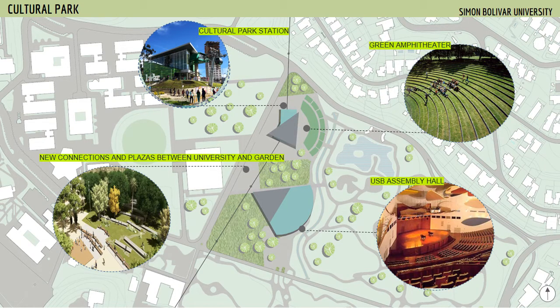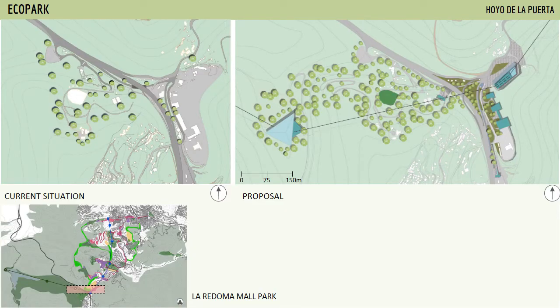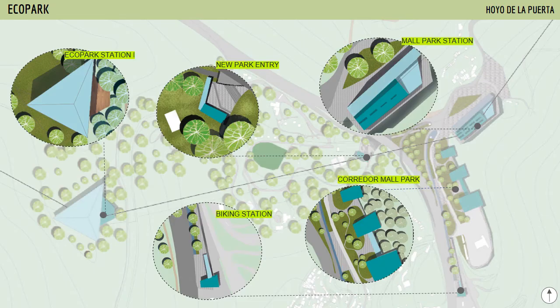This cultural border projects new plazas and paths along, with a cableway station, a green amphitheater, and a new university assembly hall to host all kinds of different events. The intervention in Hoyo de la Puerta goes along with the park system and the El Volcán border. The last urban cableway station is located here.